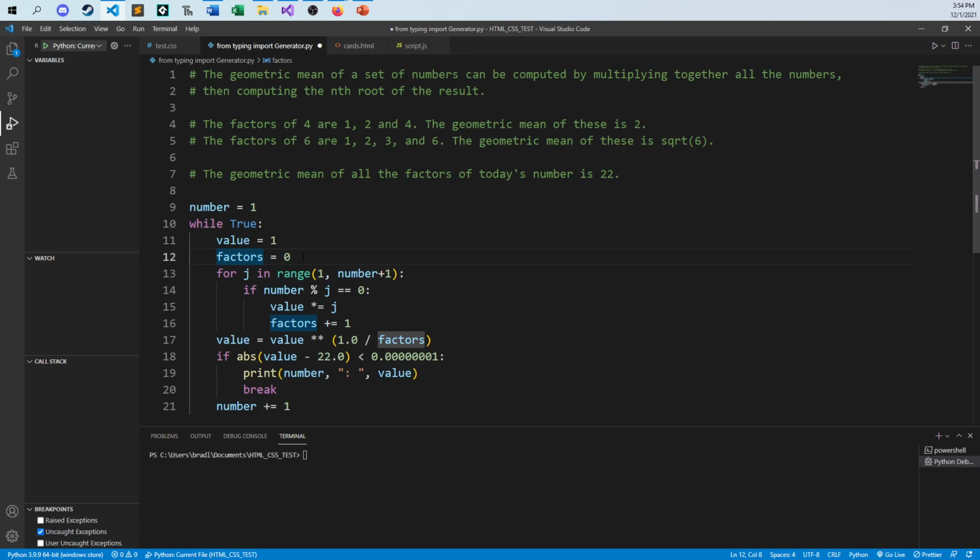And as you see here, there have to be at least 1, because for value 1, it's 1 and 1. But for value 6, there's at least 2, because it's 1 and 6. So there's always going to be at least 2 factors to worry about for any number greater than 1. So I'm fine. I don't have to worry so much about this being a divide by 0 error.